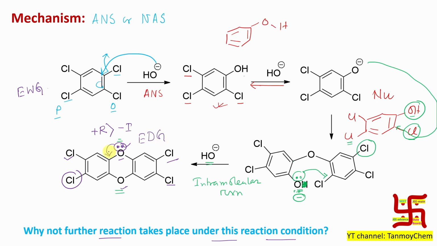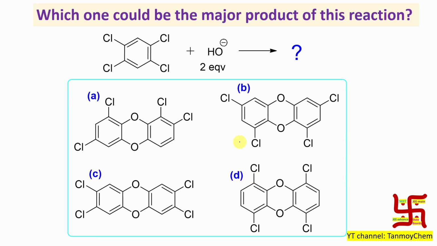So from there, what is the conclusion? These chlorines are not that electron withdrawing, this ring is not that electron deficient. So for aromatic nucleophilic substitution, the attack of the nucleophile is not favored here. So further reaction will not take place. So this is the answer. So option C is the right answer.